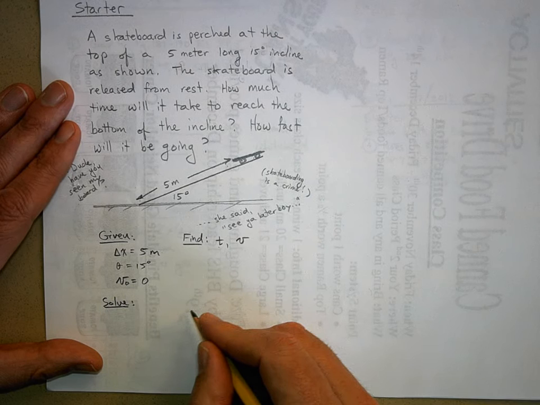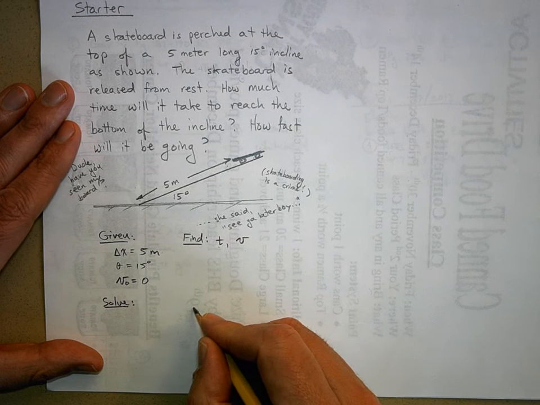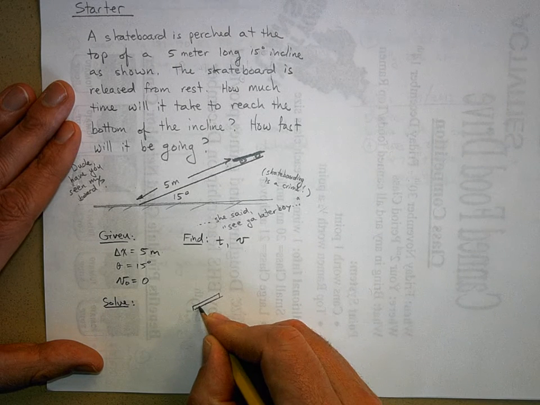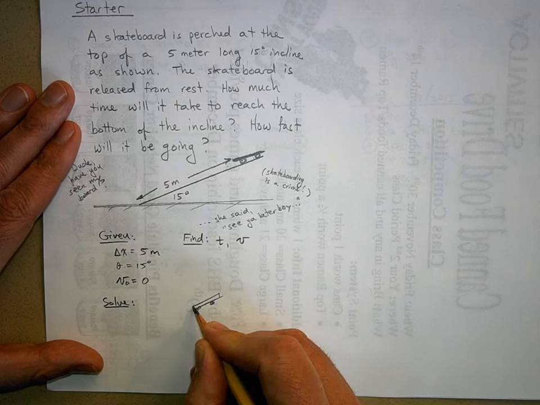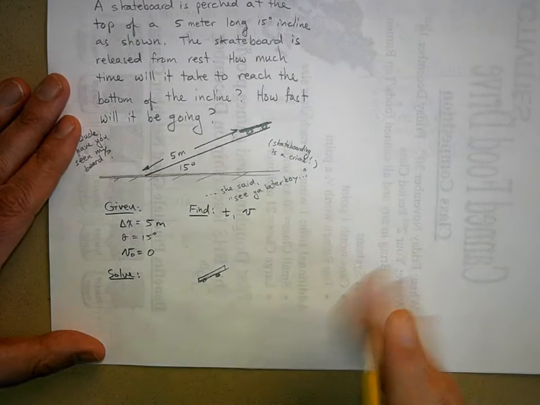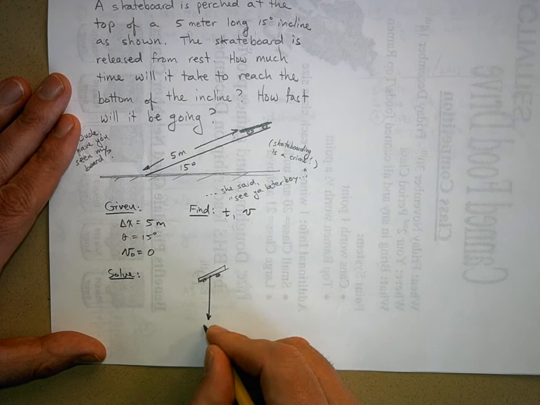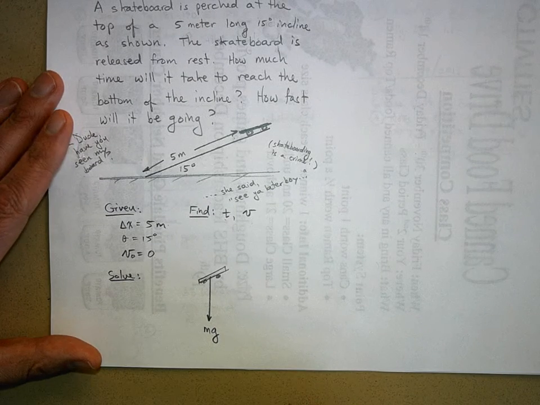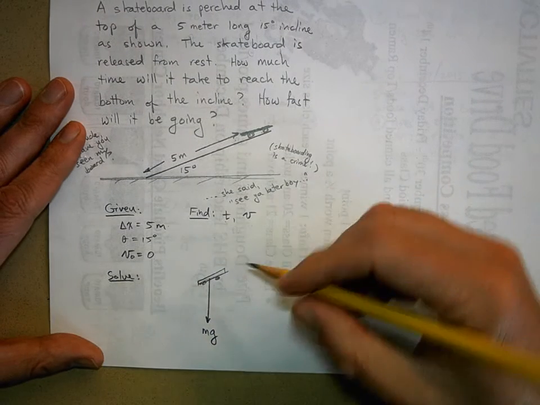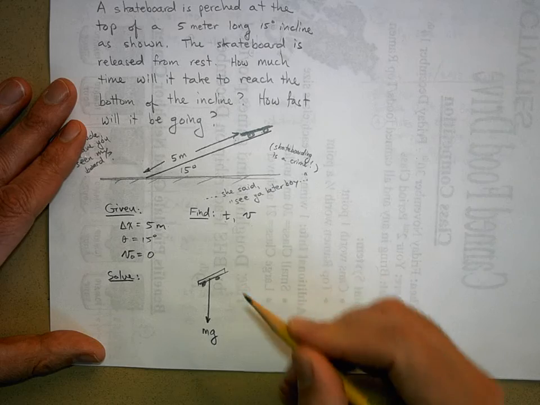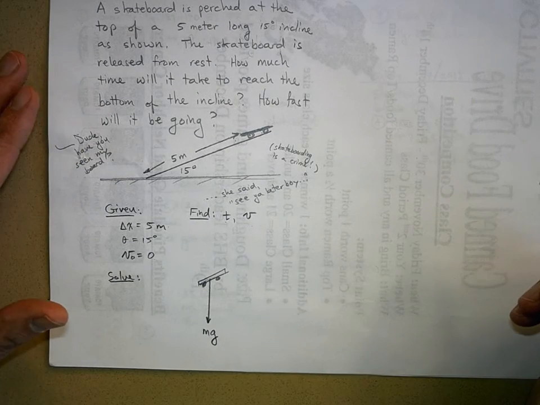If I draw a free body diagram of the skateboard, I'll just draw a little box with wheels on it like this. Here's my skateboard. I've got gravity pulling it straight down, mg. Now I didn't give you the mass, but if I don't give you the mass, that probably means it's going to cancel out.